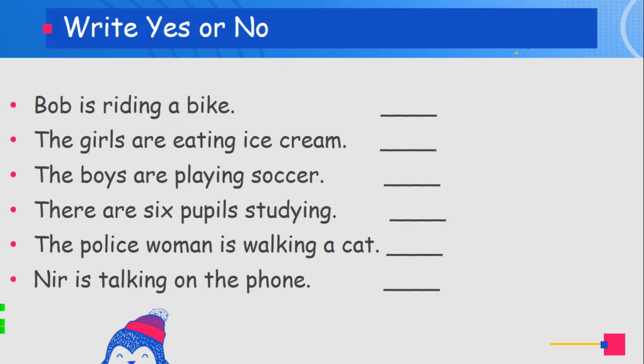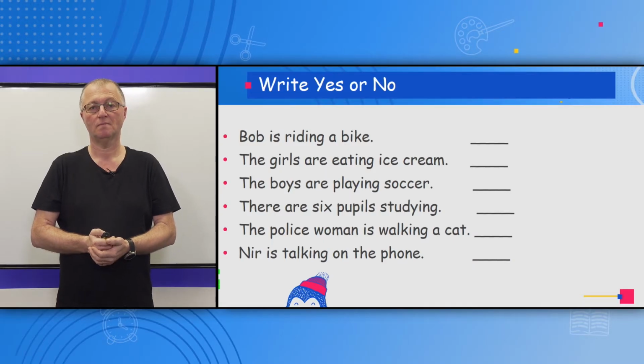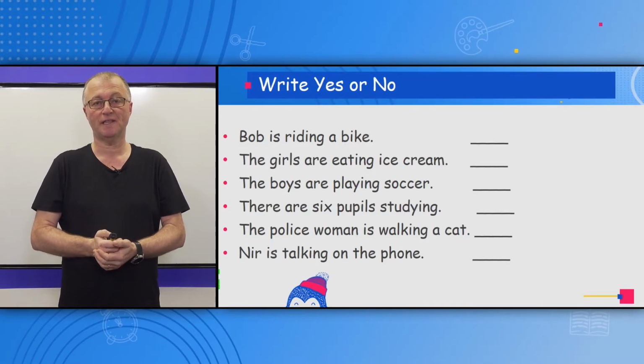The policewoman is walking a cat. Yes or no? Near is talking on the phone. Yes or no? Okay. Are you ready to check the answers?